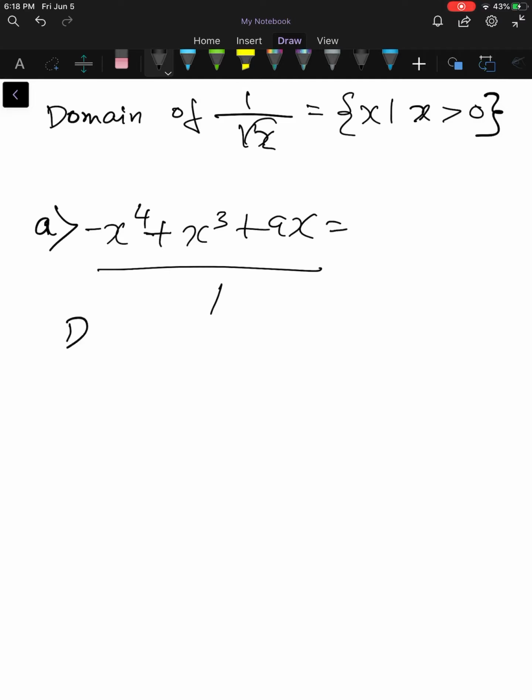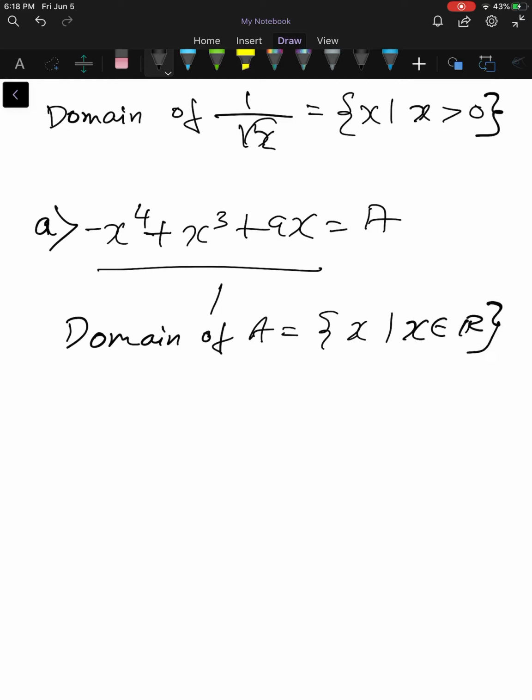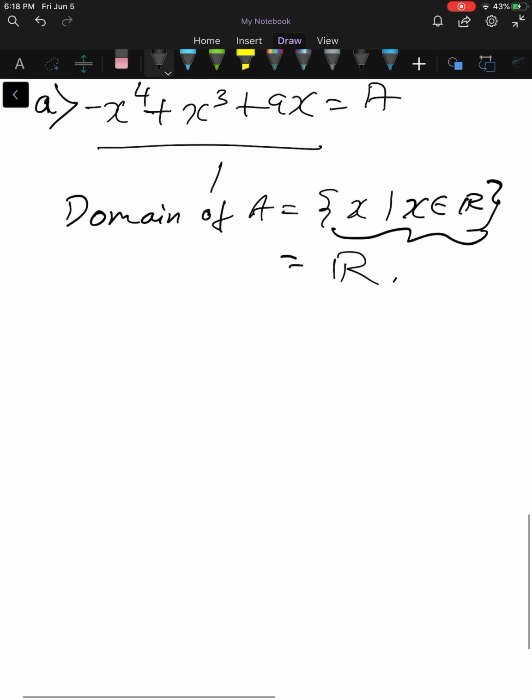So if I write this as a, the domain of a will be all those x such that x belongs to R. This set is nothing but the set of all real numbers.